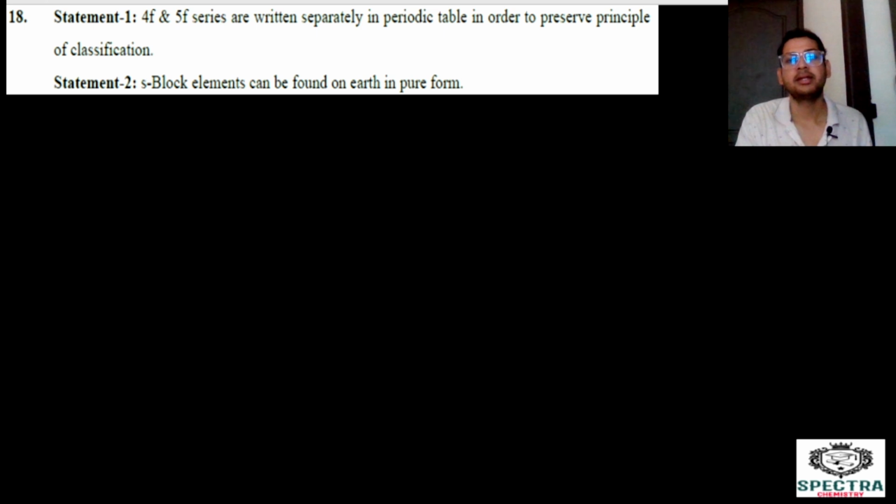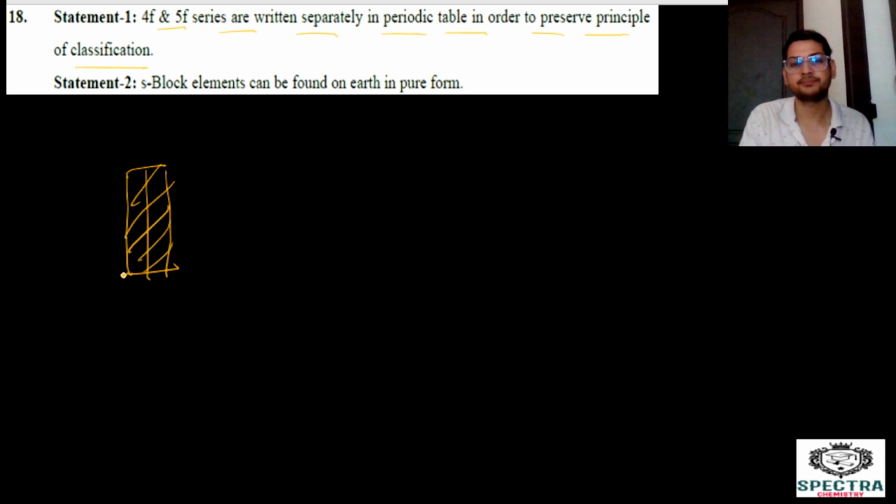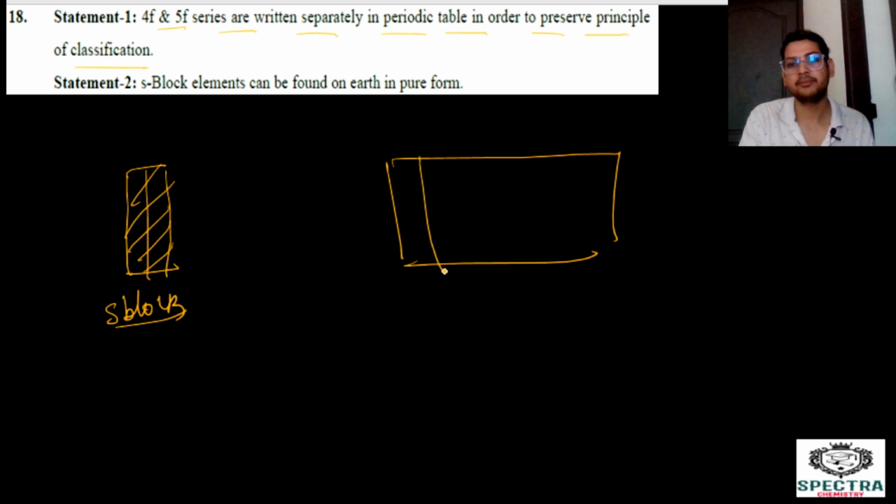Okay, now next question. Statement 1: 4f and 5f series are written separately in the periodic table in order to preserve principle of classification. Yes, so in the periodic table, you are having group 1 and group 2. This is called S block. Then from here you are having group 13 to 18, that is called P block.